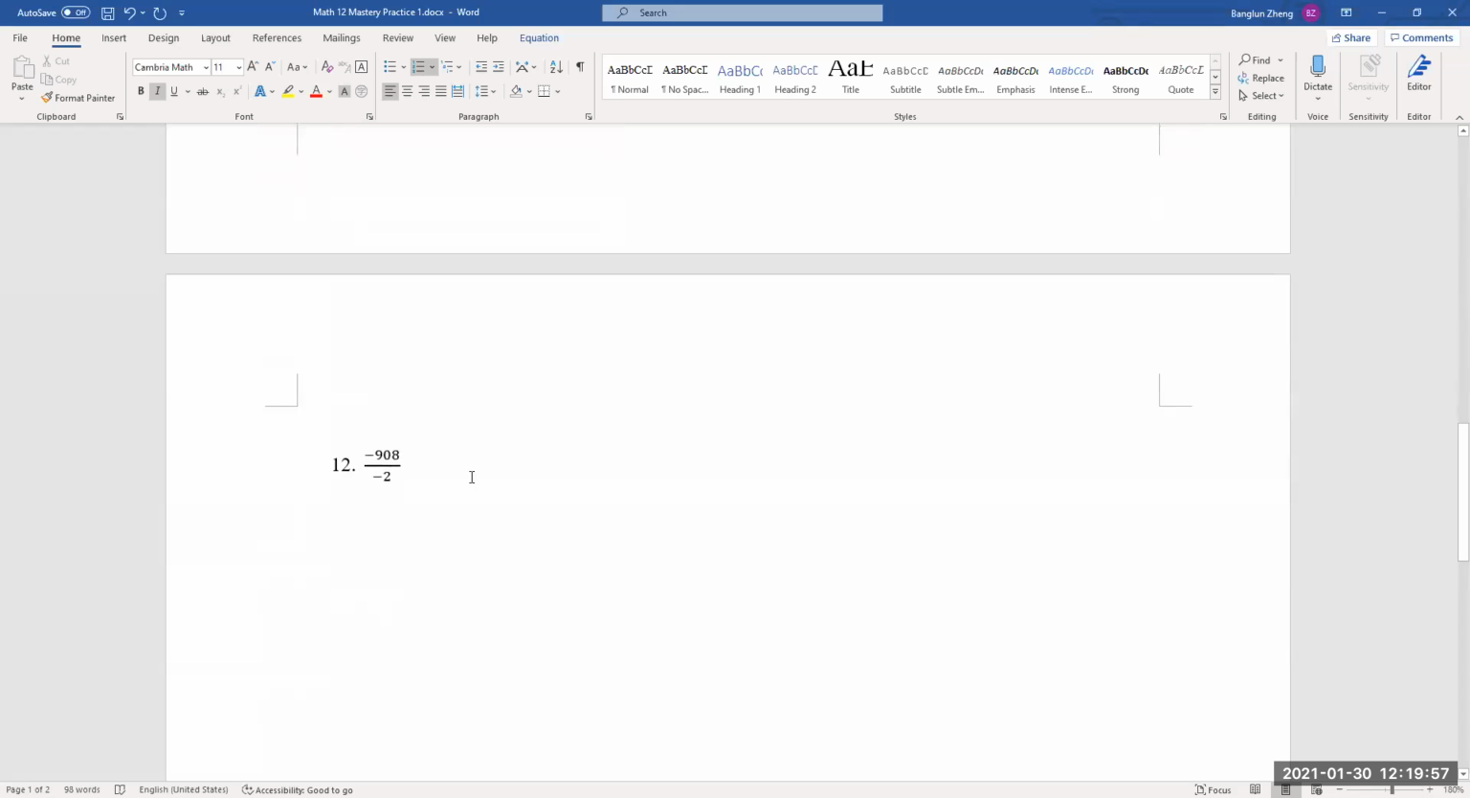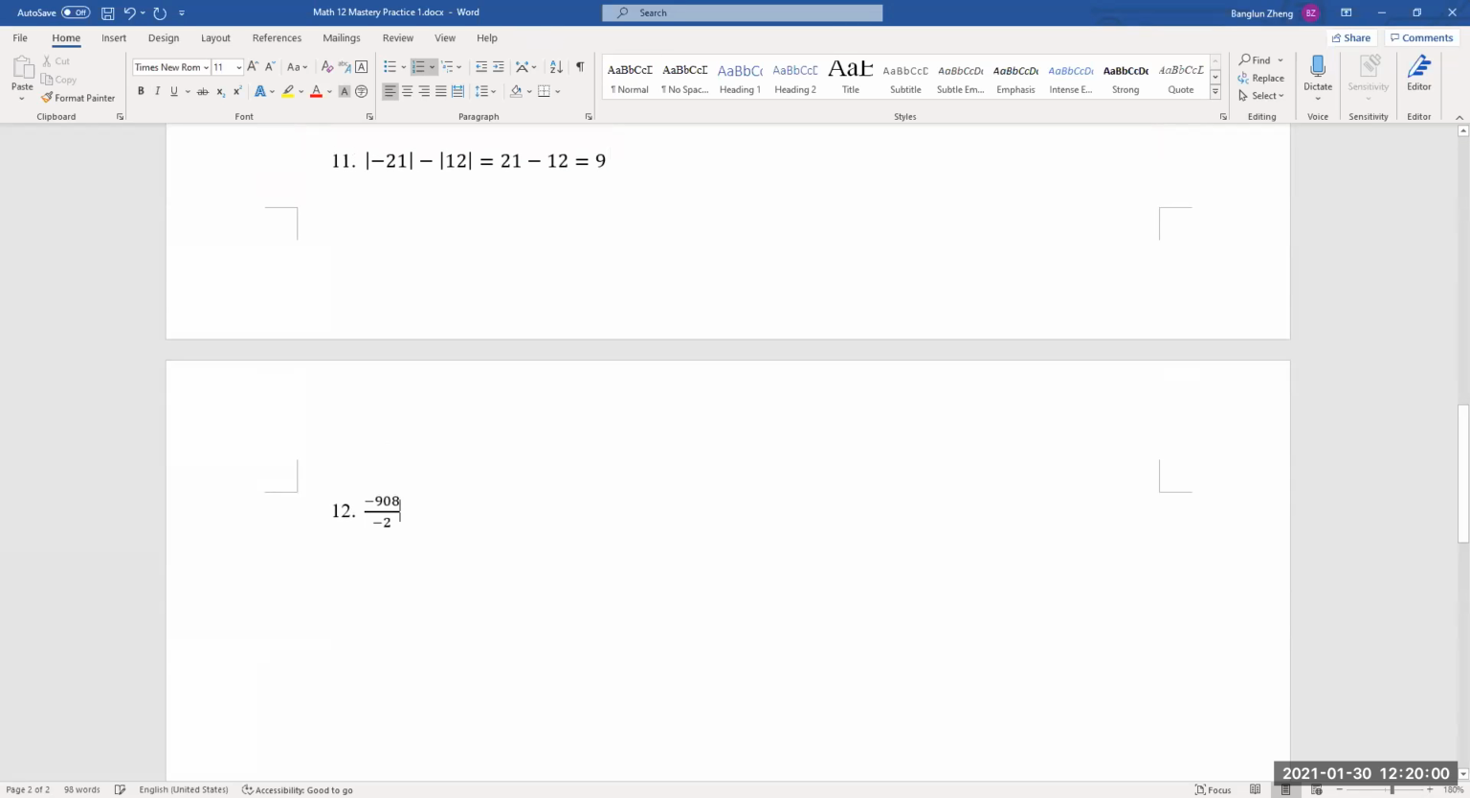Okay, one last one. Negative 908 divided by negative 2. So we have a fraction here, right? The fraction bar is the same as dividing. It's an alternative way of writing division. So two negatives makes a positive. Our final answer has to be a positive number, and all we have to do is divide. 908 divided by 2 is 454. So our answer is positive, even though we're dividing, because dividing two negatives makes a positive.